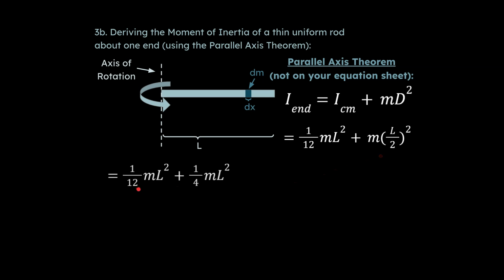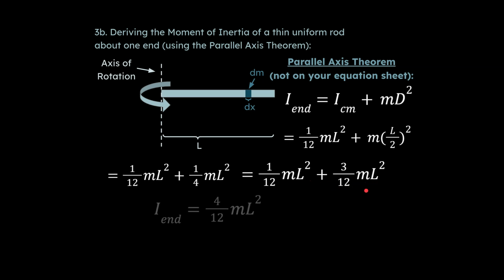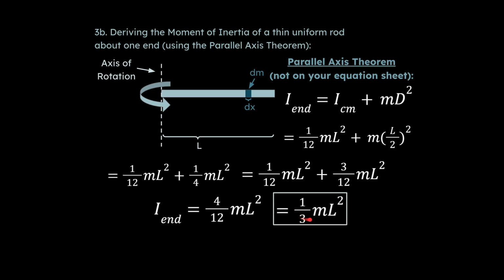Be careful here with the fractions. It's easy to do, but it's also easy to be careless here because it's pretty straightforward. You have 1/12 ml squared plus 3/12 ml squared over here. That will give us 4/12 ml squared. And we could simplify that and we end up with 1/3 ml squared, which is exactly what we solved for before for 3a. Notice this is just a different way of solving it, and we're using the parallel axis theorem.